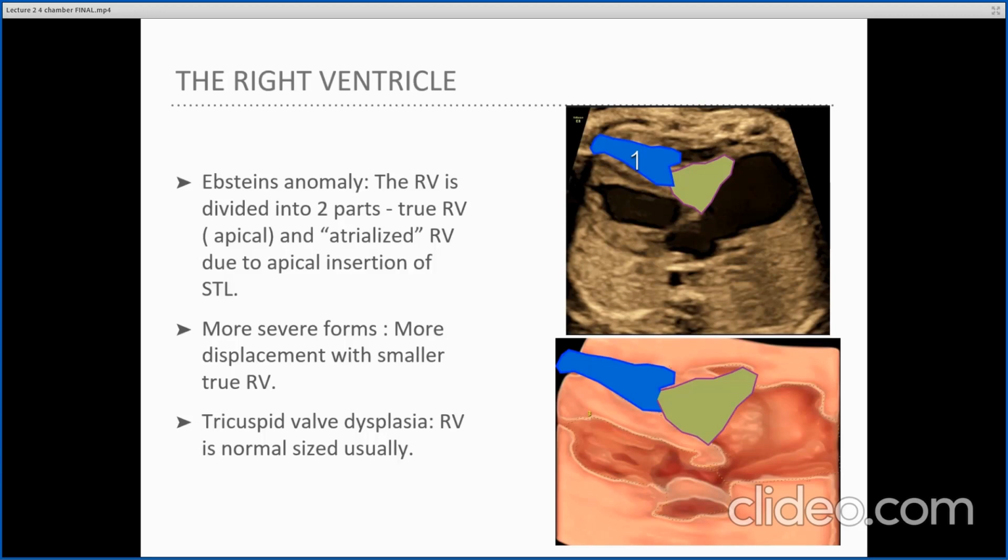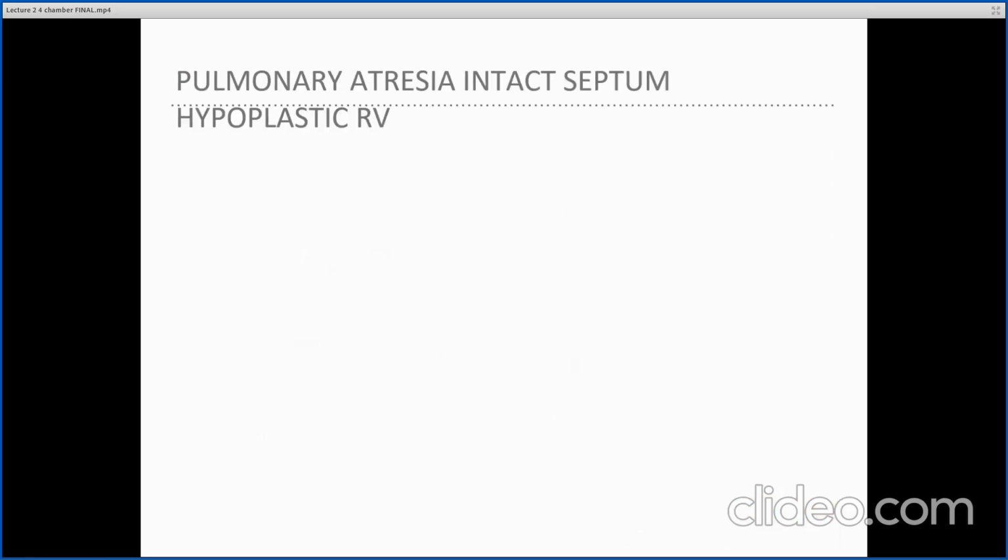In more severe forms of Epstein's, there will be more displacement and the right ventricle hence will be smaller. However, in tricuspid valve dysplasia, the right ventricle is normal sized. So to summarize, the three differences between tricuspid valve dysplasia and Epstein's are: one is the anatomy of the tricuspid valve, two is the level of origin of the TR jet, and three is the size of the right ventricular cavity.